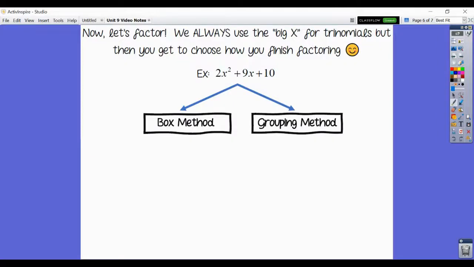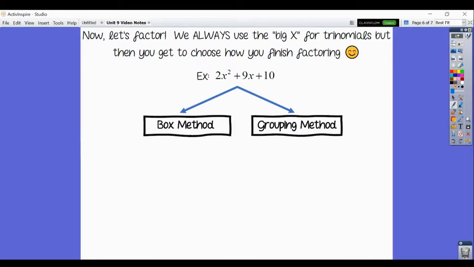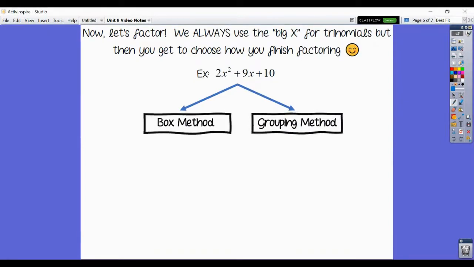Today we're going to do the back page of our factoring trinomial notes, and it also extends from the last video. So now we're going to factor, and we'll always use the big X for trinomials, but then we get to choose how we finish factoring. There are two methods I will show you.